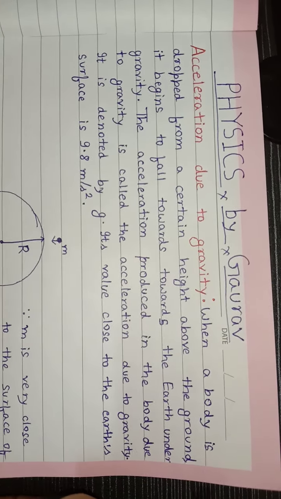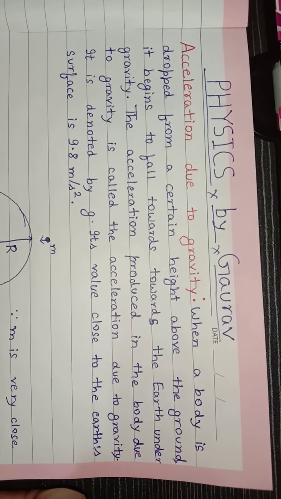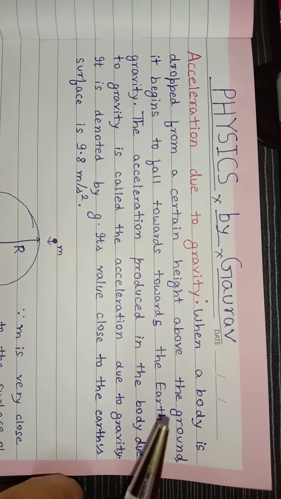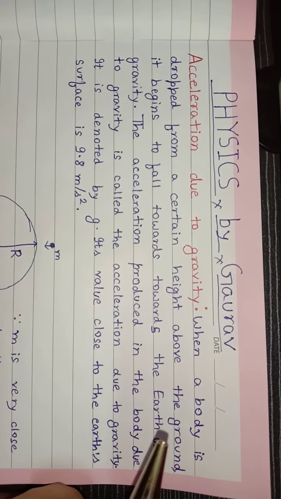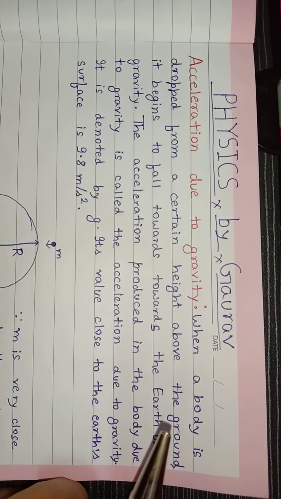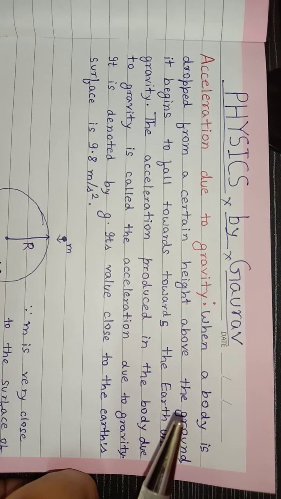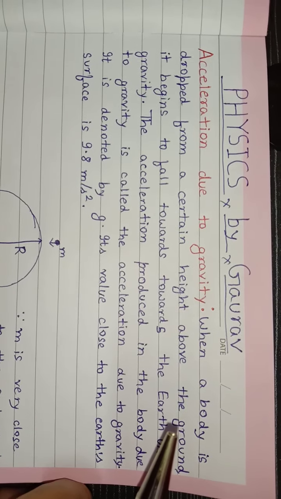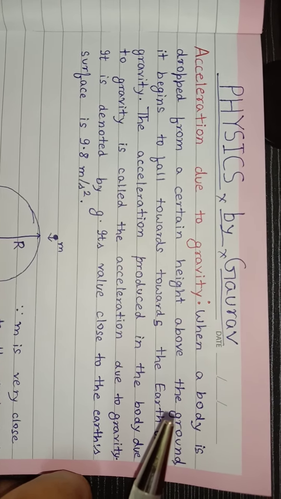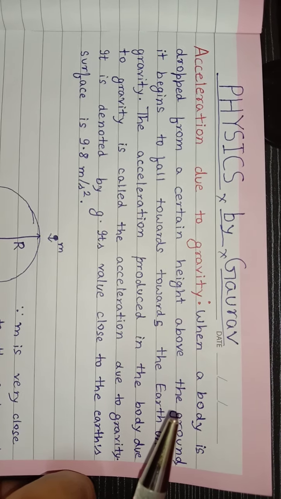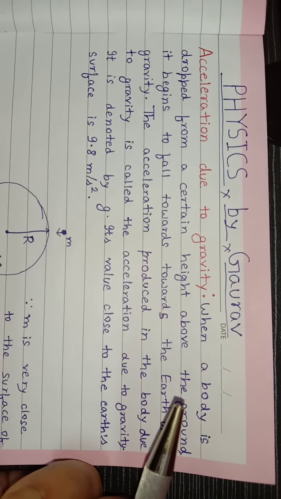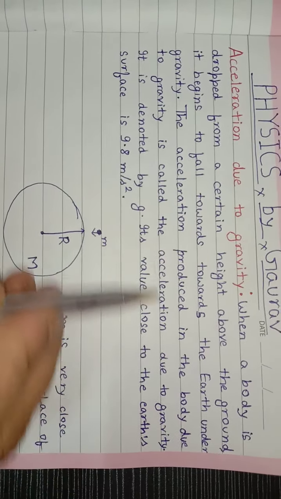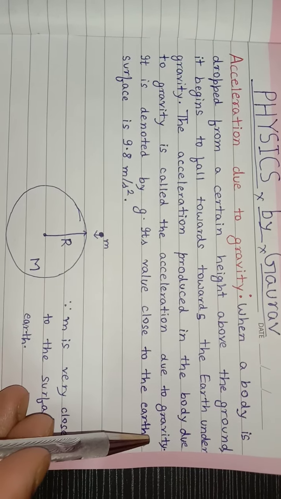Okay. Now, when a force is acting on a body, that is obvious that there will be acceleration produced in the body. Now, here also, when a body is dropped from a certain height above the ground or floor, it is attracted towards the earth due to the force of gravitation. Now, due to this force of gravitation, an acceleration will be produced in the body. So, the body will be accelerated towards the surface of the earth with an acceleration. Now, that acceleration produced in the body due to the earth's force of gravitation is called acceleration due to gravity. Okay. The acceleration produced in the body due to gravity is called the acceleration due to gravity.